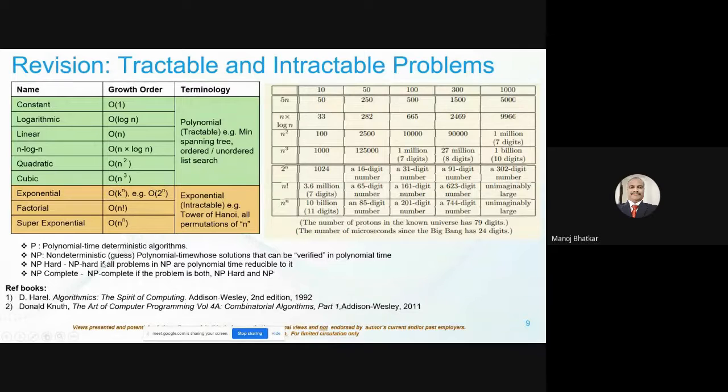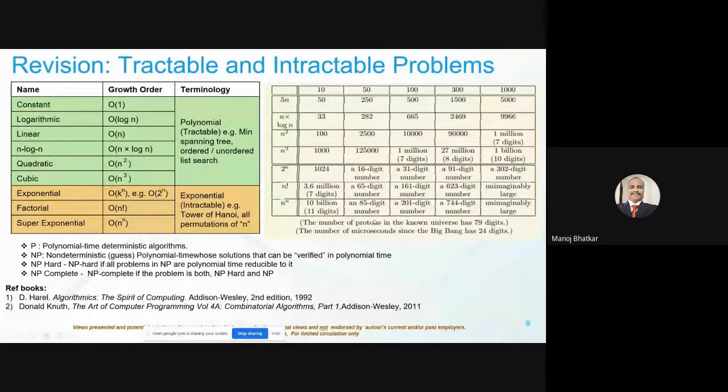NP-hard problem: all NP problems can be reduced to polynomial. And NP-complete is a problem which is both NP-hard as well as NP. So how does this matter? As the value of n increases, the number of digits, the number of years it will take to execute certain things changes. It's a very, very important calculation, right?